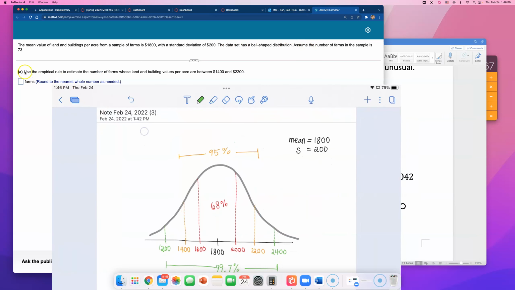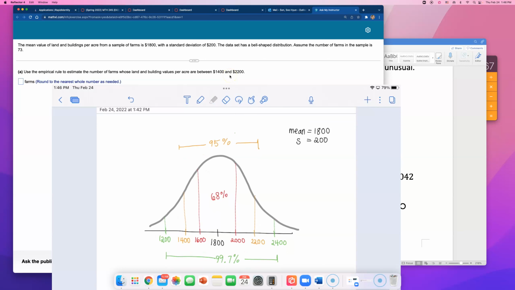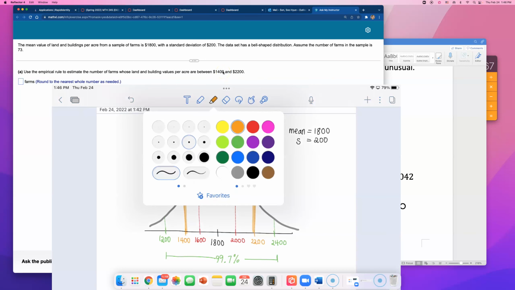The first one: use the empirical rule to estimate the number of farms whose land and building values per acre are in between 1400 and 2200. Now look at that for me. Look at the numbers they just gave us. So 1400 is the lower bound. So they're asking from this orange, this 1400, to 2200. Didn't we already say, right?